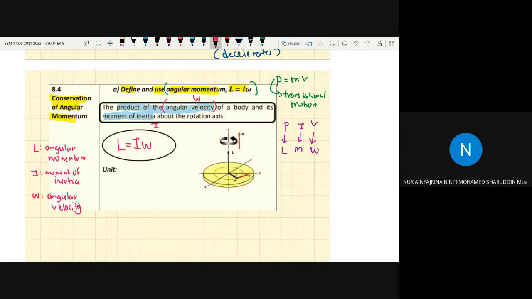Okay, what is the unit? Apa unit dia awak rasa? Apakah unit untuk angular momentum? Unit dia adalah kg meter squared s negative 1, sebab kita akan buang radian. So you don't ask me how, tapi this is the unit lah. kg meter squared per second. Okay, that's all about angular momentum. Do you have any question?